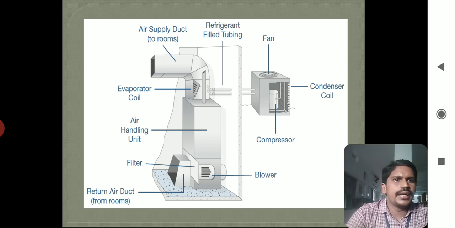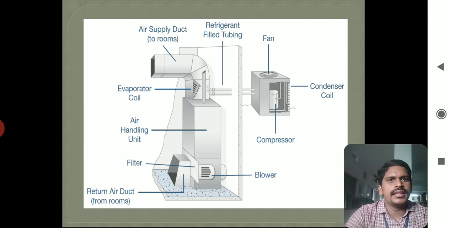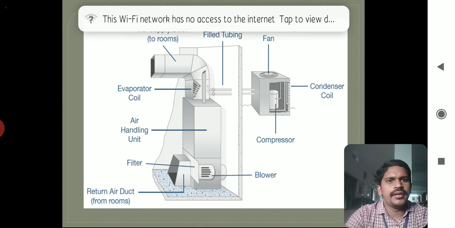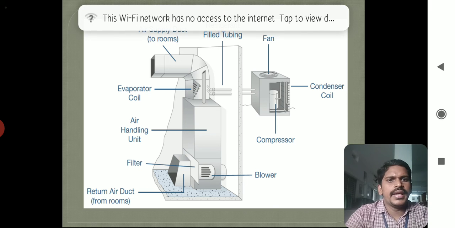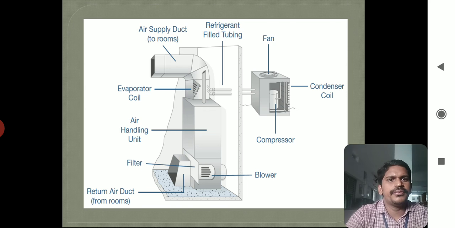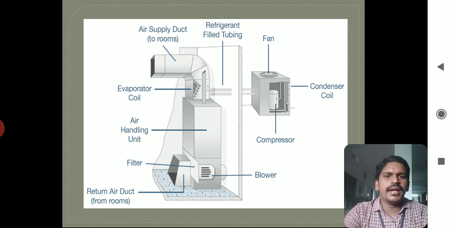The compressor and condensing coils are also used in the outdoor unit of the split air conditioning system. The refrigerant is filled in the tubing, with the air supply duct and the evaporator coils, air handling unit and filter, and return air duct from the rooms. These are the different components used in different units in a different manner in central air conditioning systems.